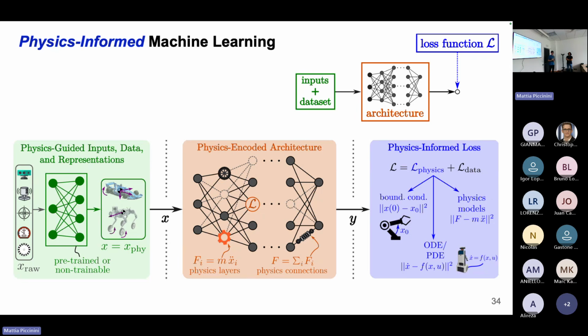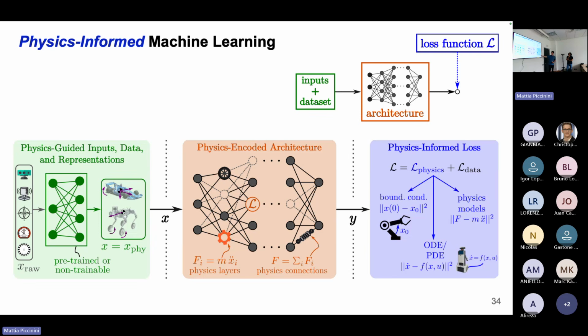What physics-informed neural networks do, or physics-informed machine learning, is they add another term to the loss function, this L physics. And here is where we can inject, for example, we can force the model to satisfy some equations of motion, some ordinary differential equations, and so on. Or we can force the model to satisfy some boundary conditions or some physics relations. So we can inject other forms of loss functions.